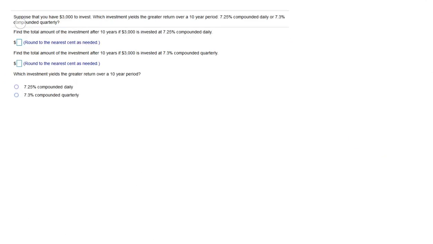The next question says, suppose that you have $3,000 to invest. Which investment yields the greater return over a 10-year period? 7.25% compounded daily or 7.3% compounded quarterly. So in this problem, we're going to use a formula for compound interest. This is the formula. A equals P times 1 plus r over n to the nt.